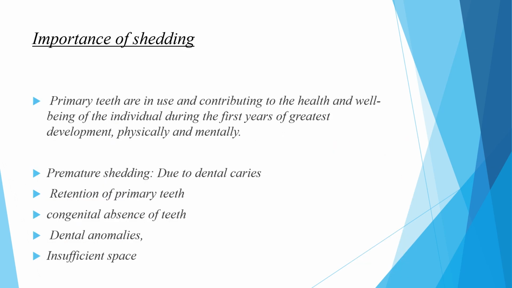Let's see about the importance of shedding. Primary teeth are in use and contribute to the health and well-being of the individual during the first years of greatest development, physically and mentally. There are certain conditions which affect shedding, which include dental caries, which creates premature shedding, and sometimes there will be retention of primary teeth, congenital absence of teeth, dental anomalies and insufficient space. These are the factors which affect the normal shedding period in the primary dentition.